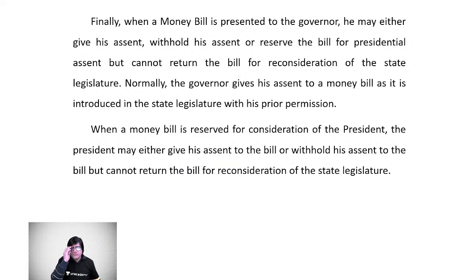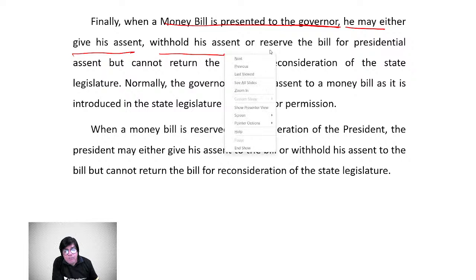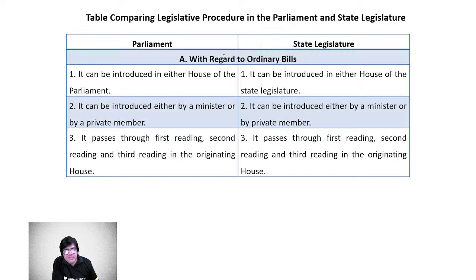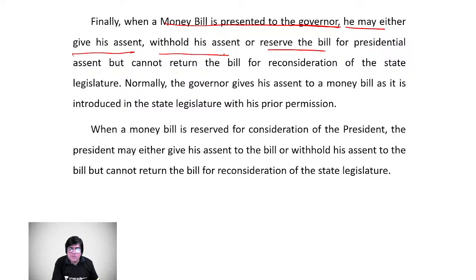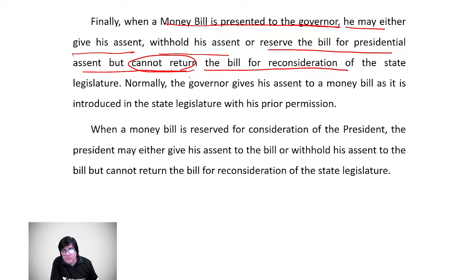Then finally, when a money bill is presented to the governor, he may either give his assent to the money bill or withhold his assent. The third option is that he can reserve the bill for presidential assent, but he cannot return the bill for reconsideration. He can either give his assent or deny it, meaning accept or reject, or he can reserve it for the president's consideration, but he cannot return it.